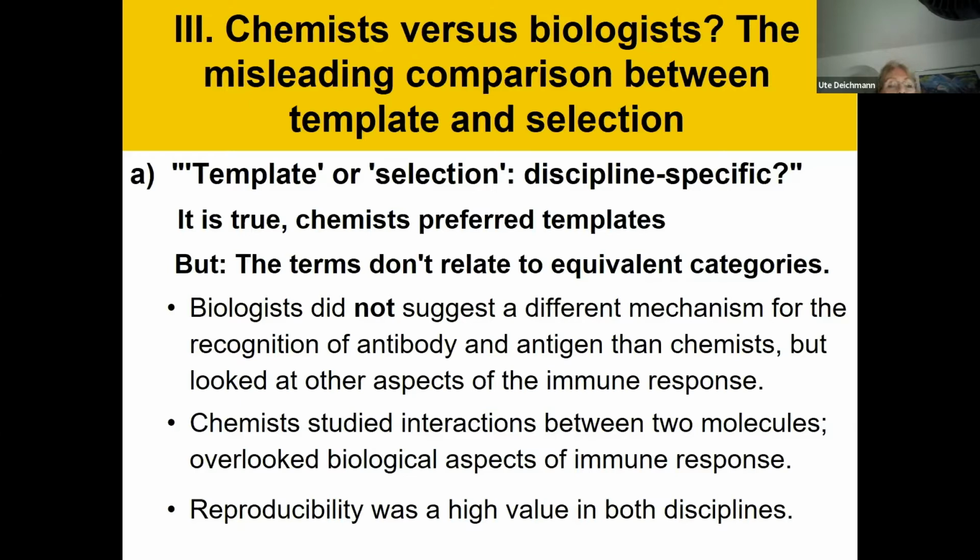Biologists did not suggest a different mechanism for the recognition of antibody and antigen than chemists, but looked at other aspects of the immune response. And chemists studied interactions between the two molecules, but they completely overlooked biological aspects of the immune response. So the fact that Pauling's papers were not reproducible has nothing to do with a discipline-specific approach. And in both disciplines, reproducibility certainly was a high value.